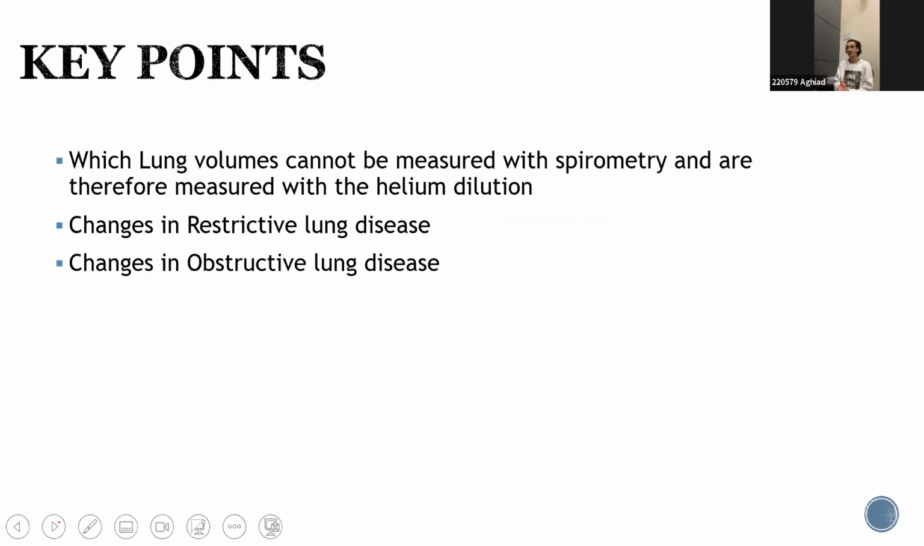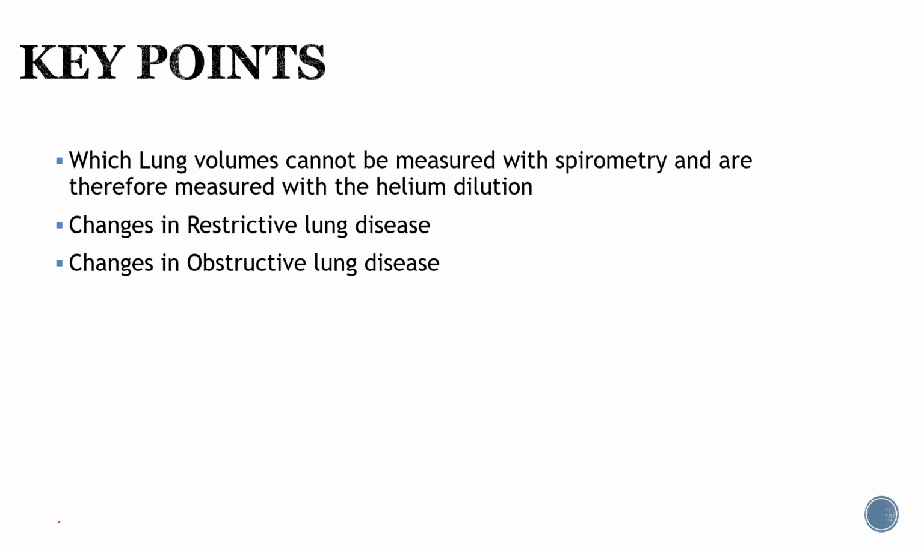So, key points to leave with. Which lung volumes cannot be measured with spirometry and therefore are measured with helium dilution? What are the volumes that cannot be measured with spirometry? The residual volume and the total lung capacity and FRC. Yes, FRC, residual volume, and if you can't measure any one of the volumes, you can't measure the total lung capacity.